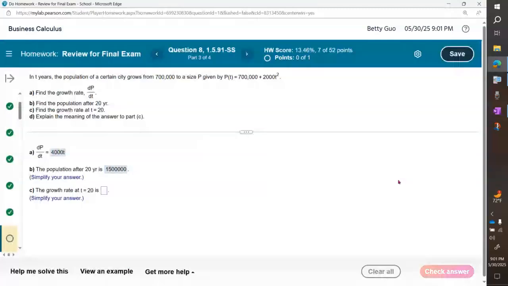Part C, the growth rate at t equals 20. t is 20, but this time we're going to plug t equals 20 into the derivative function, the derivative of the population, because we need to know the growth rate, right? So we're going to plug 20 here. And 4,000 times 20, that is 80,000.